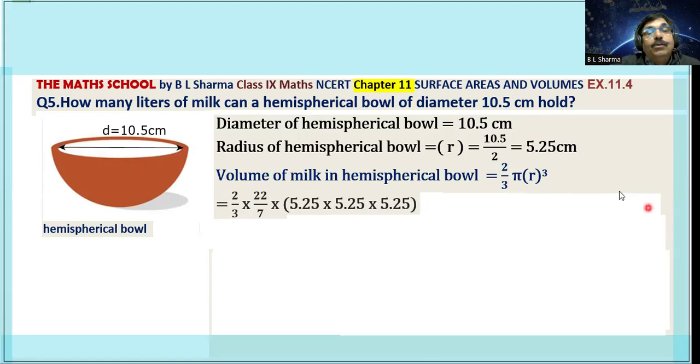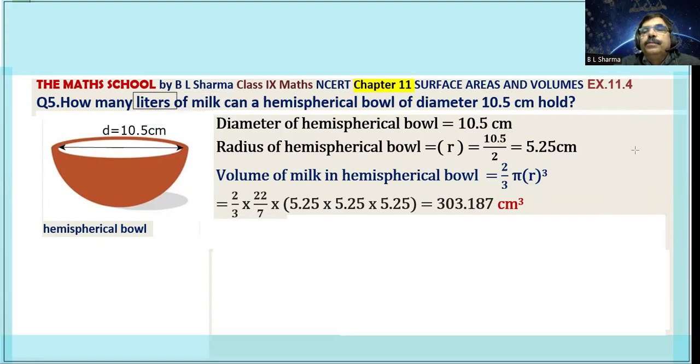Now you have to calculate yourself. So on calculating, we get 303.187 centimeter cube. That is the volume of the milk in the bowl of diameter 10.5 centimeter. But our question is to find out the volume in liters.